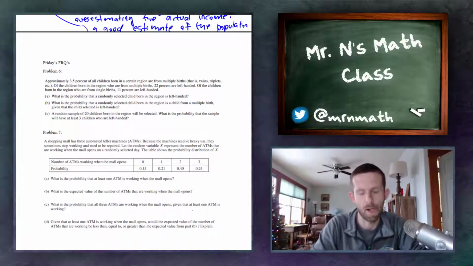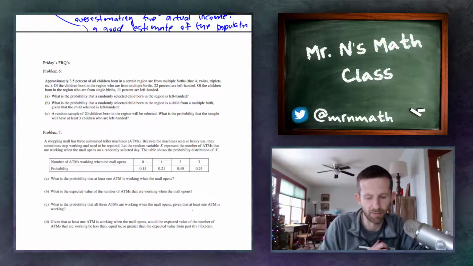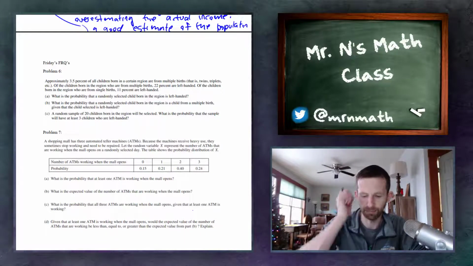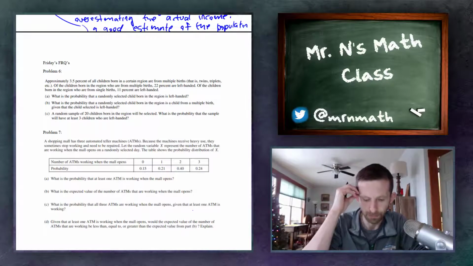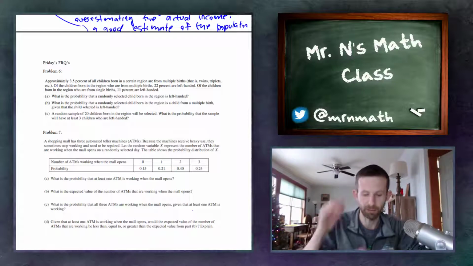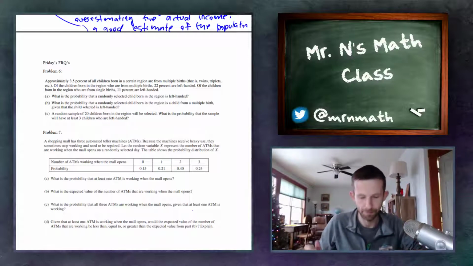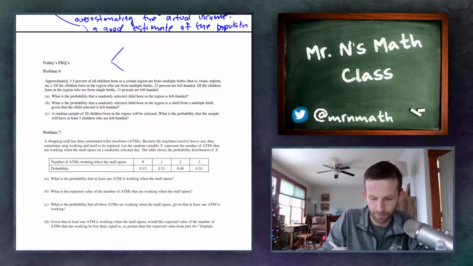All right. Problem number 6, approximately 3.5% of all children born in a certain region are from multiple births. Of the children born in the region who are from multiple births, 22% are left-handed. Of the people who are from single birth, 11% are left-handed. So here's what you have. So single birth, multiple births, so this is 3.5%.